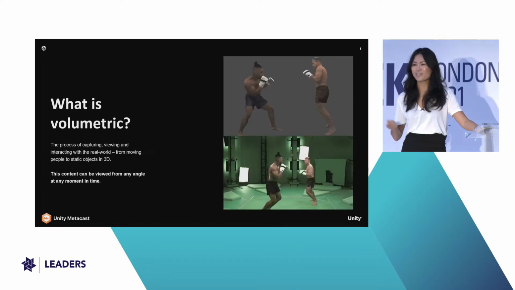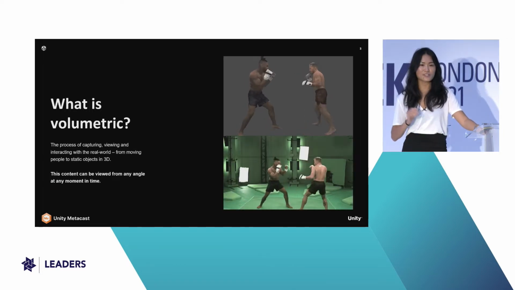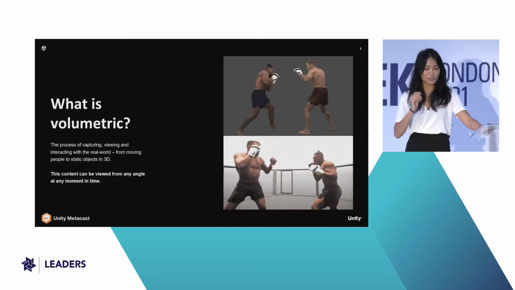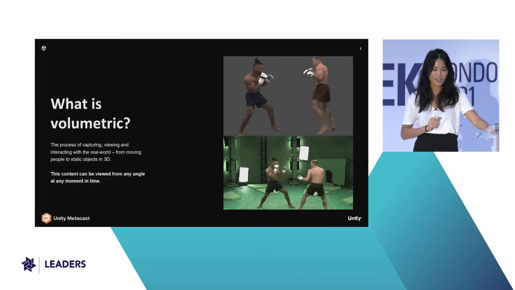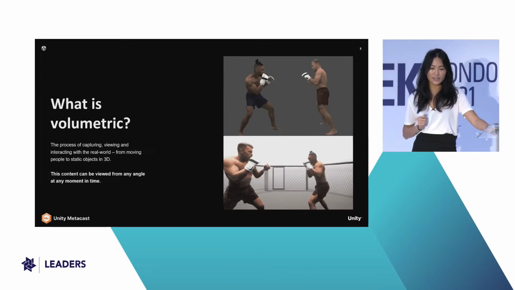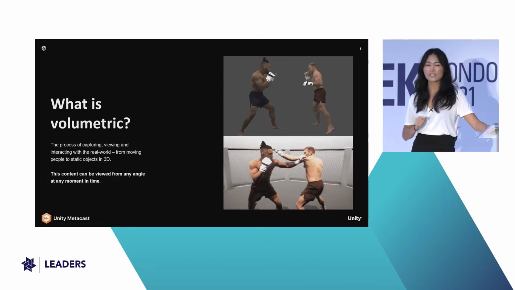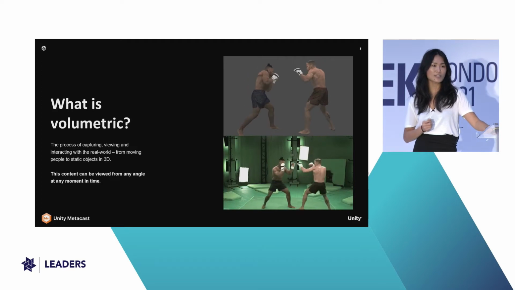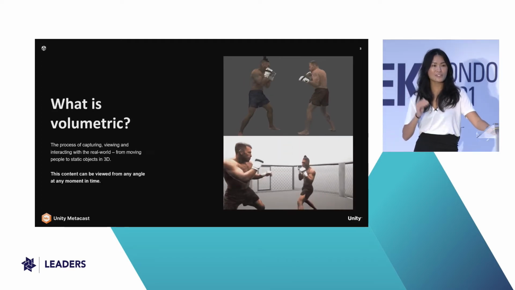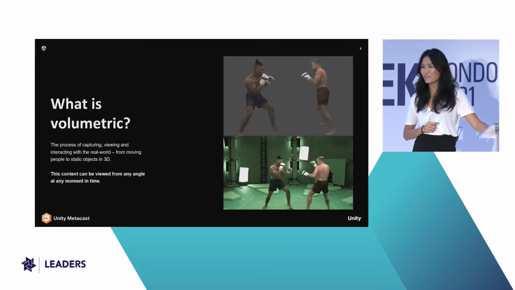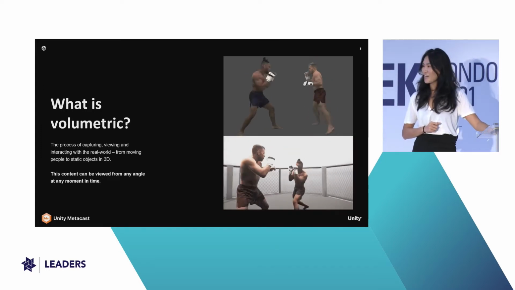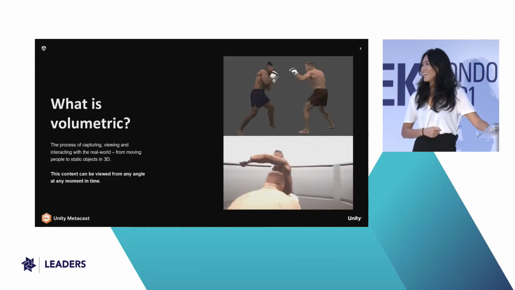So what, you might ask, is volumetric? And I want to start with a definition. It's the process, and all the software and hardware underlying it, for capturing, viewing, and interacting with the real world, and that's anything from static objects to moving people, and it's all in 3D. What about a pet? What about dogs? Yeah, you can capture your pets in 3D.